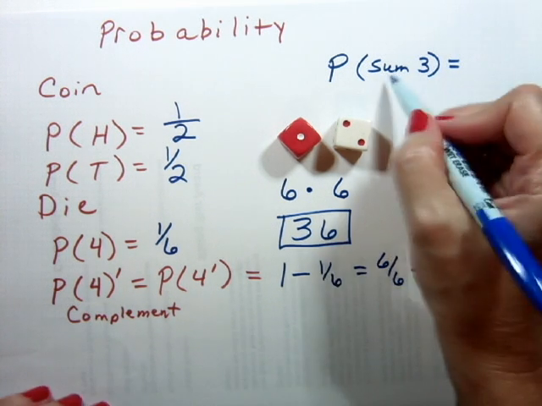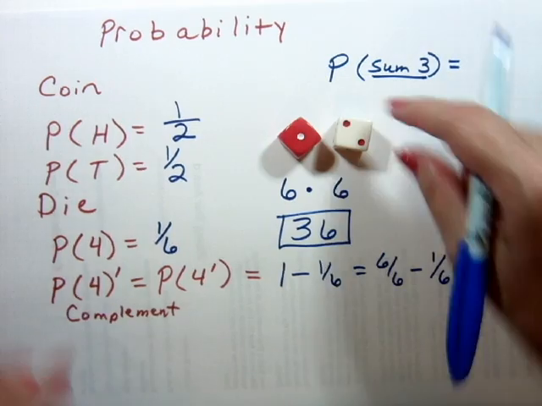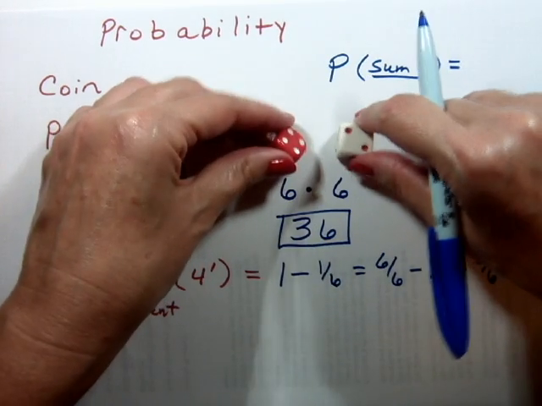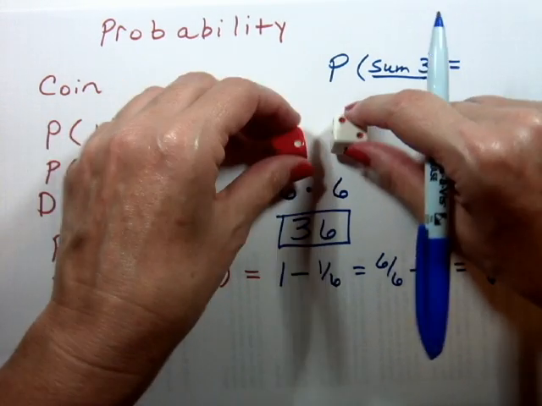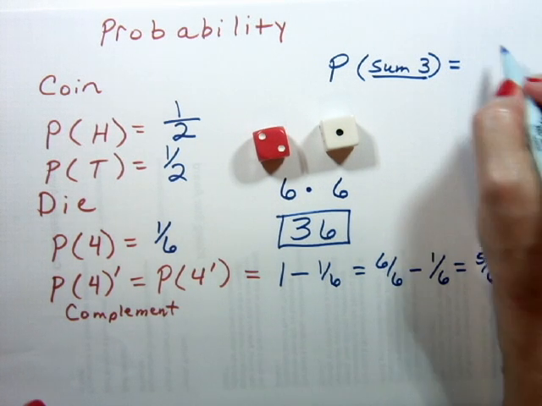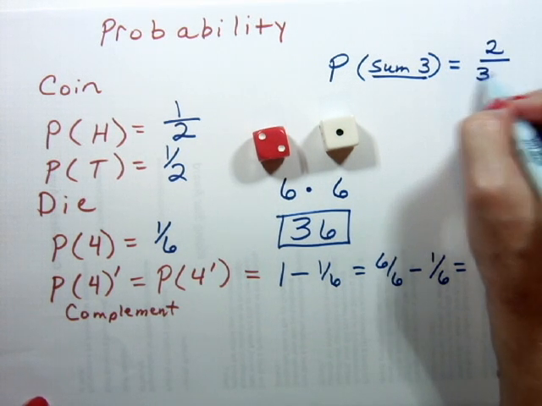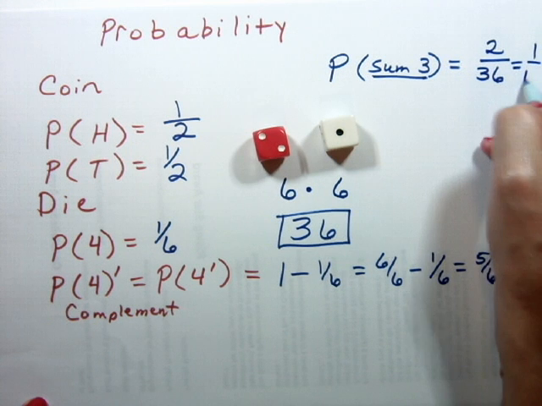Now, if I want the probability of getting a sum of 3, there's 2 ways I can get a sum of 3. This way they could land, and that way they could land. So it's 2 out of 36, which reduces to 1 out of 18.